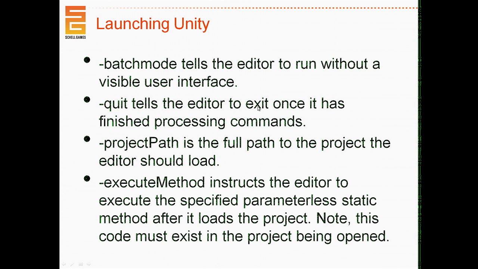So I'm going to talk about four of the most important ones that we use in our build process. The first one is batch mode. This tells Unity to run without a visible user interface. This lets Unity run in the background without any user input needed. We also use the quit argument. Once Unity is done processing any commands, this tells Unity that it should shut down immediately. The project path argument specifies the project that should be loaded. You will always need this in order to get the code loaded.